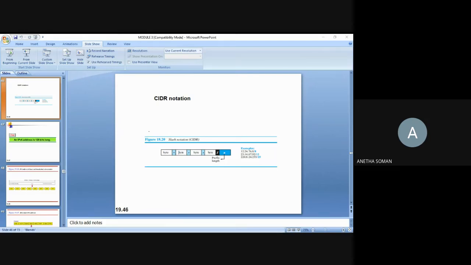Supernetting is when many small blocks are combined to make a large block. That is especially done for class C, where only 256 addresses are provided. So these different blocks are combined into a larger block. Then I told you the subnetting concept. Subnetting means division of a large network into smaller networks.